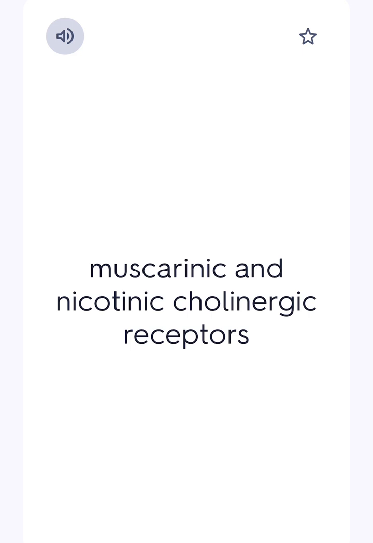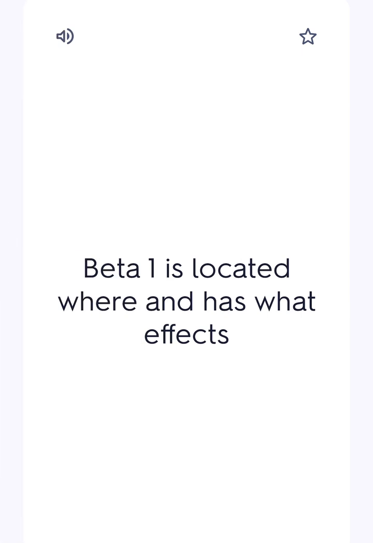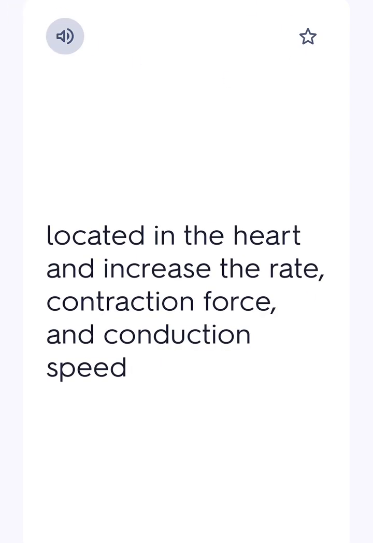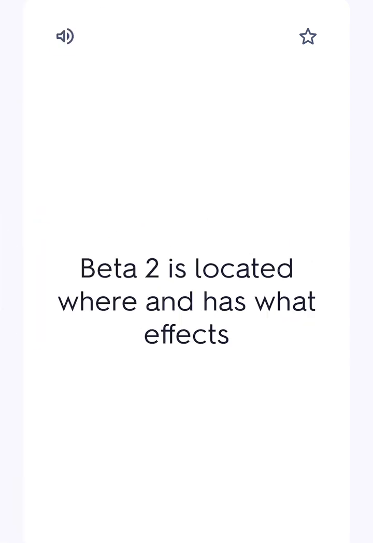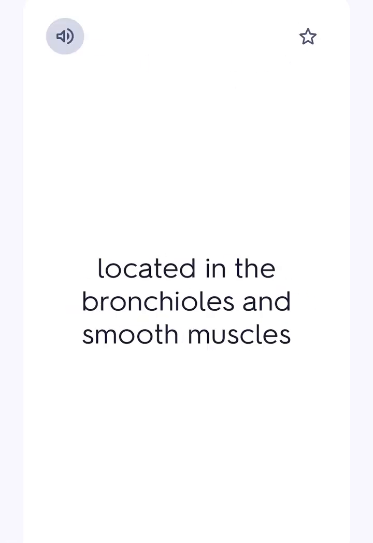Muscarinic and nicotinic cholinergic receptors. Beta 1 is located where and has what effects? Located in the heart and increase the rate, contraction force, and conduction speed. Beta 2 is located where and has what effects? Located in the bronchioles and smooth muscles.